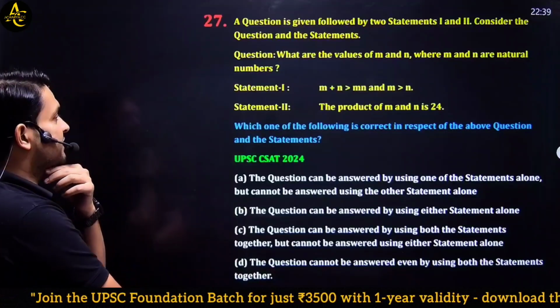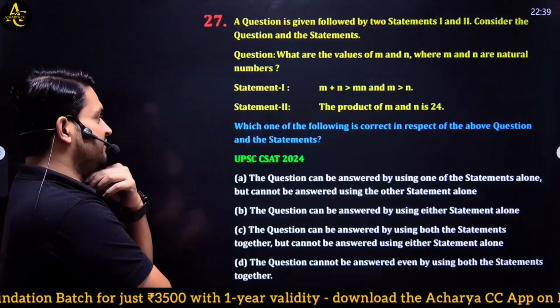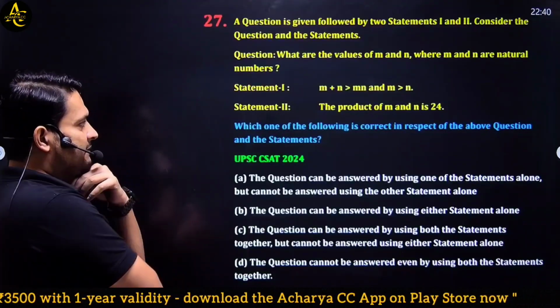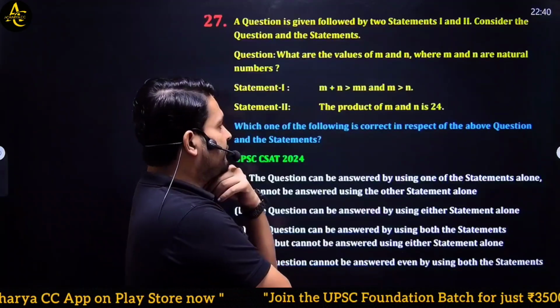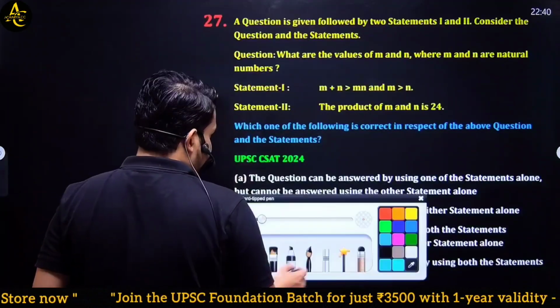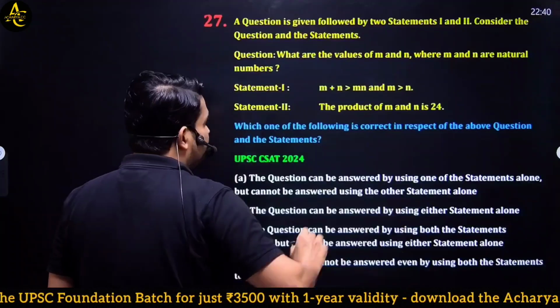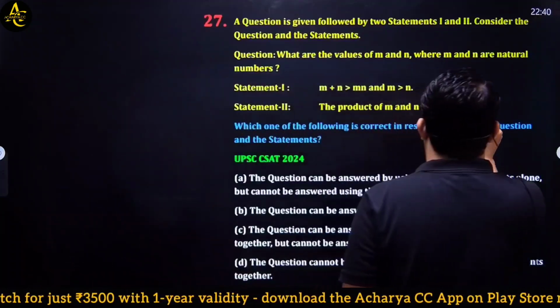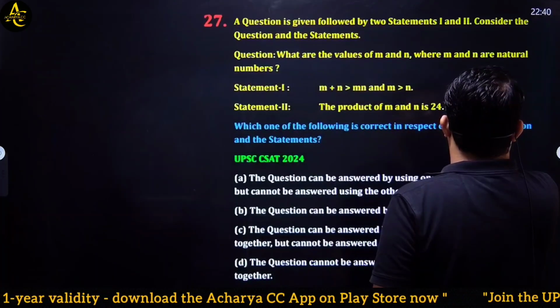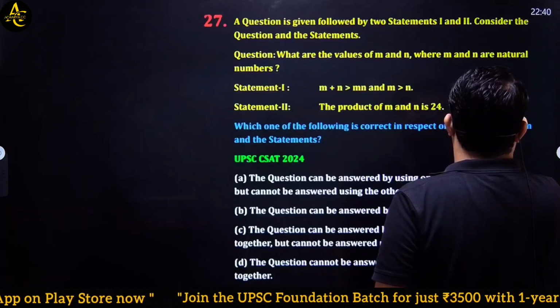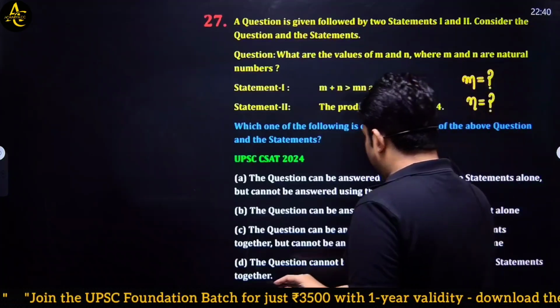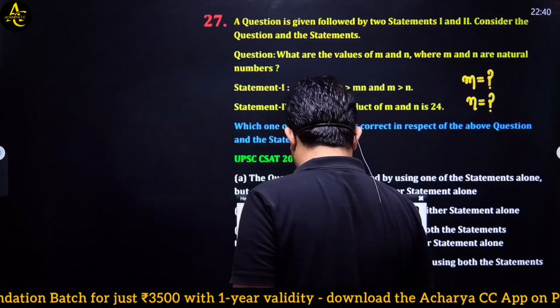Statement first says that m plus n is greater than mn, where m is greater than n. The second statement says the product of m and n is 24. You have to tell the values of m and n, which means you have to tell the exact value of m and the exact value of n.